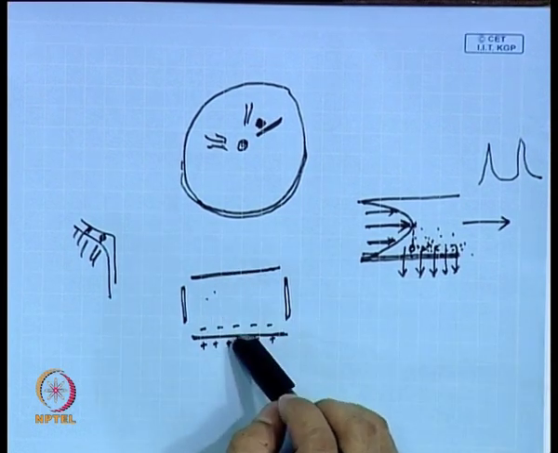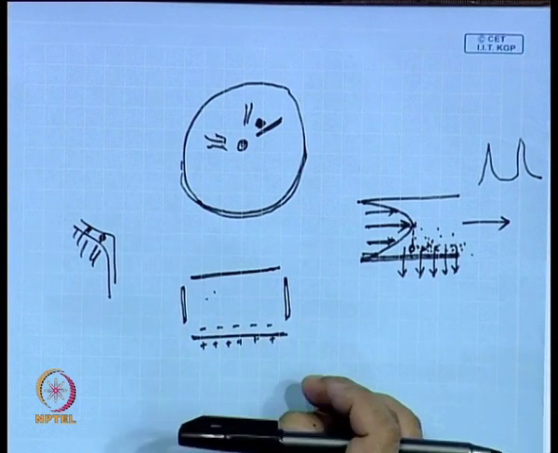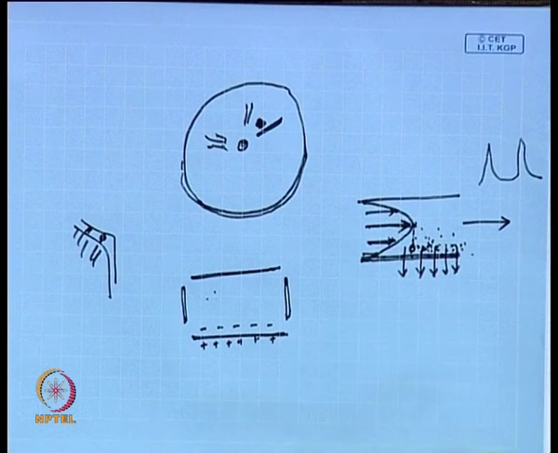Of course, the channel walls should be very close to each other. If you have a large pipe and you expect this kind of flow to take place, that may not be very much possible or feasible.